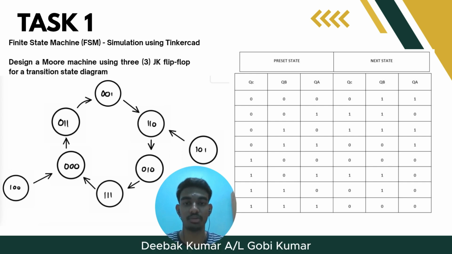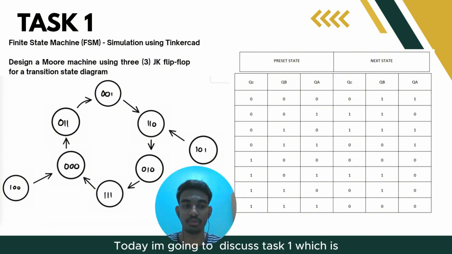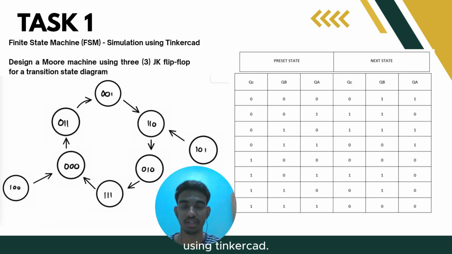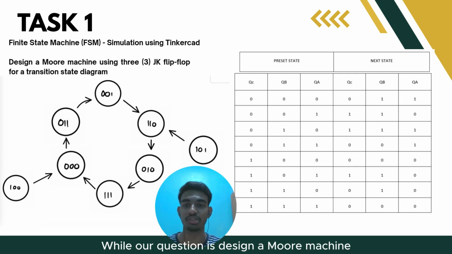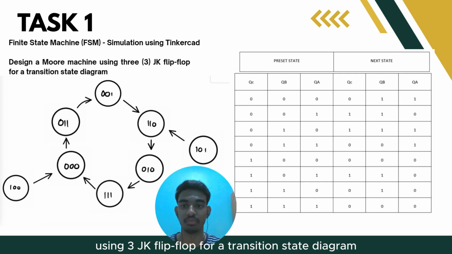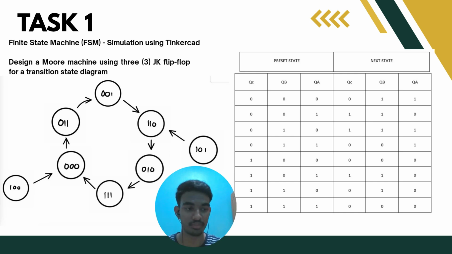Hello, my name is Deepak Kumar, son of Gobi Kumar, and my matrix number is DAE21203. Today I am going to discuss Task 1, which is finite state machine (FSM) simulation using Tinkercad. Our question is to design a Moore machine using 3 JK flip-flops for a transition state diagram. This is our state diagram.